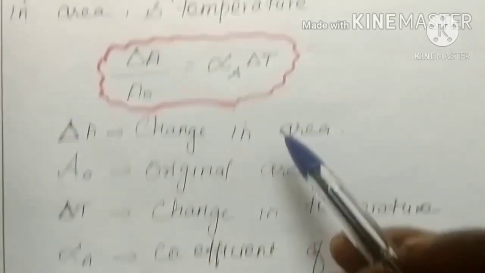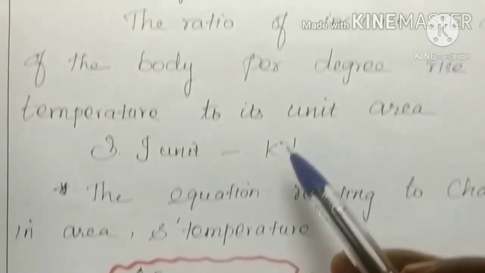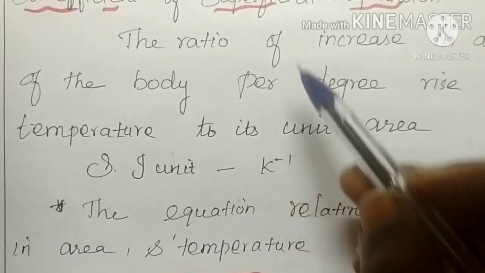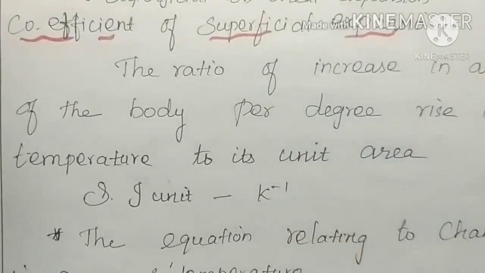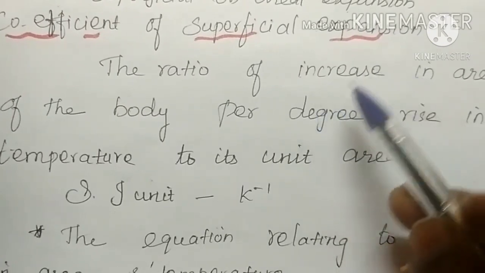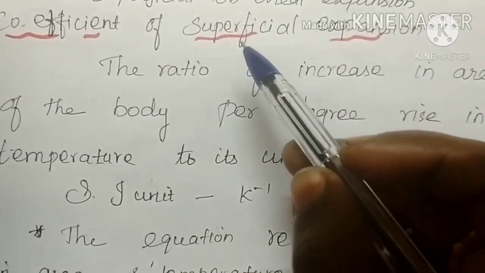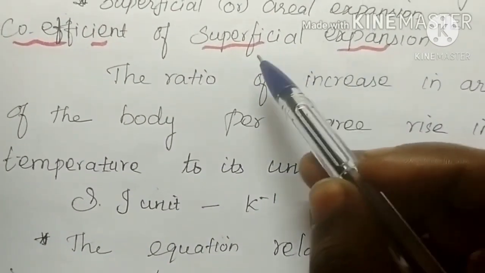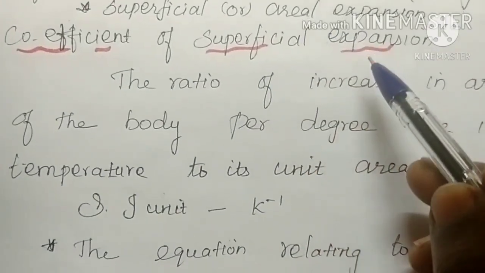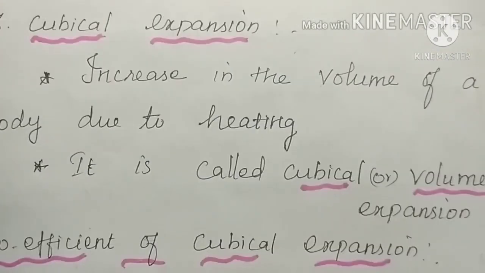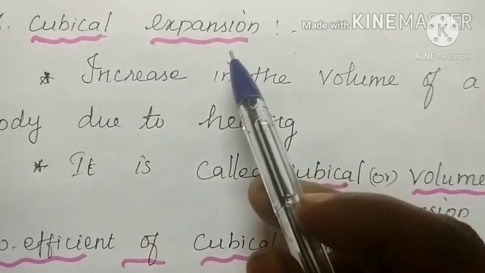So the increase in area per every degree rise in temperature, per unit area, is called the coefficient of superficial expansion. Area increases means coefficient of superficial expansion, or areal expansion. The third one is cubical expansion.